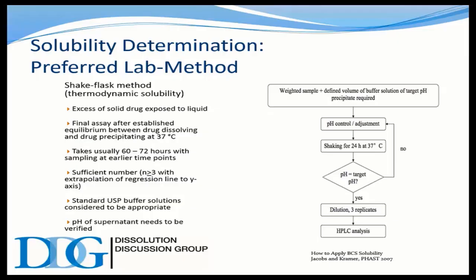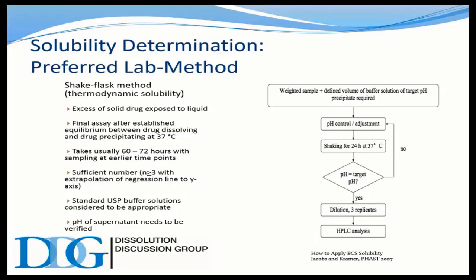But typically on the flow chart here, you weigh the sample and add that to it. You do need to keep the pH control and measure. Now, there's a lot of controversy on whether you adjust or whether you allow the pH to change on its own. I'd be interested in the panel's views on this. But shaking usually commences in a generally stoppered flask for 24 hours at 37 degrees, and that temperature needs to be controlled very tightly.